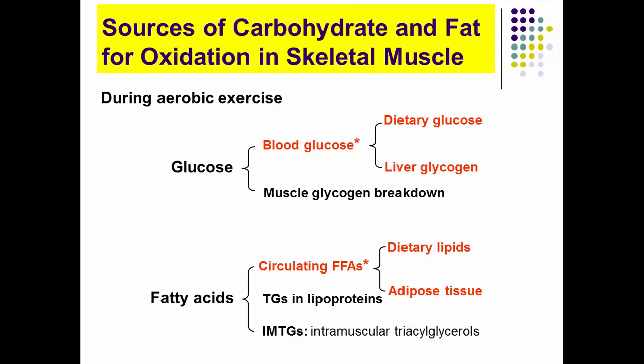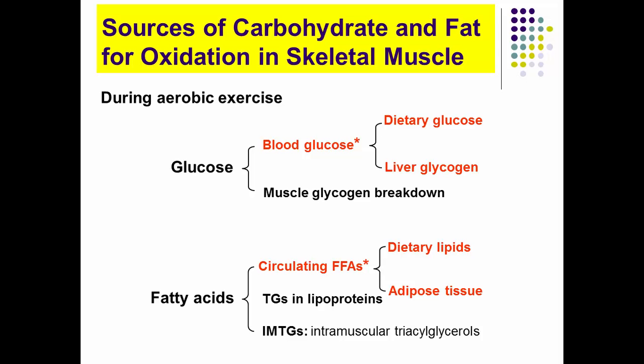And glucose basically has two sources. One is blood-borne glucose, which is initially from dietary glucose and liver glycogen breakdown, right? And muscle glycogen is also a very important source of glucose for aerobic exercise.